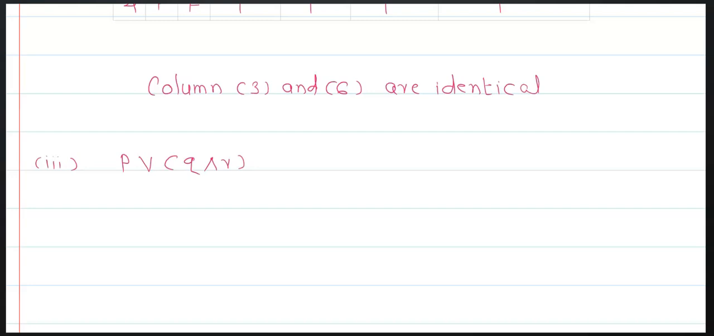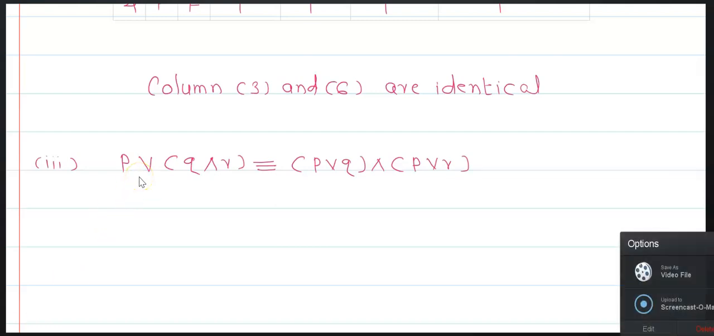That is P or (Q and R) is equivalent to (P or Q) and (P or R). Now what does this statement state? In this case, OR is distributed over the AND.